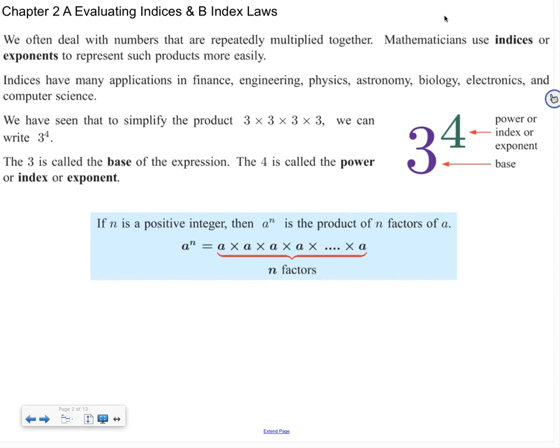Okay, so indices happen when we're dealing with multiple multiplications. If we have repeated multiplication, we can write this using indices, where 4 is the power or the index, and it's a superscript, and then the base is here. So 3 times 3 times 3 times 3, if we have repeated multiplication, we can write that as 3 to the 4th. In general, make sure this is what you write in your notes: if n is a positive integer, then a to the n is the product of n factors of a. The index is going to help us abbreviate that.